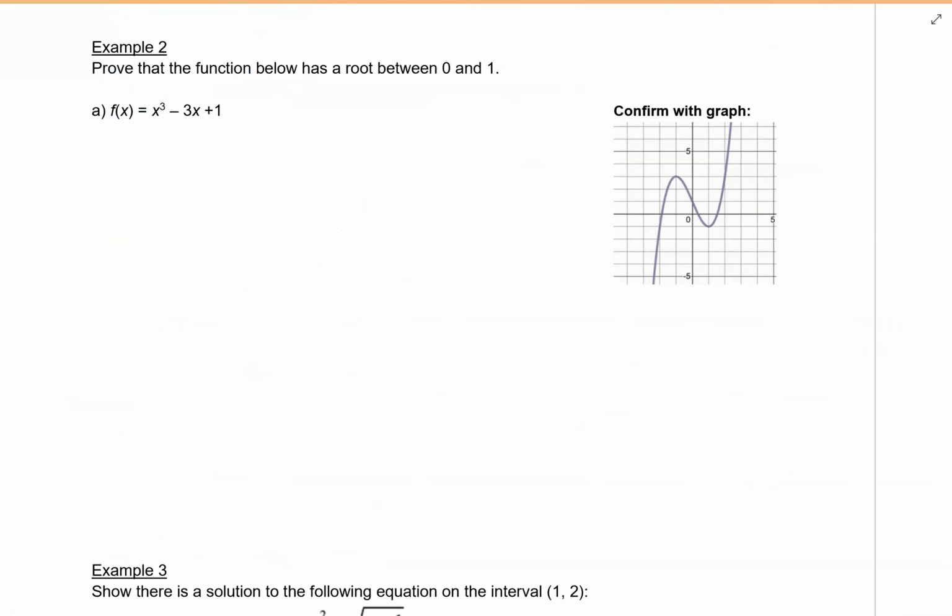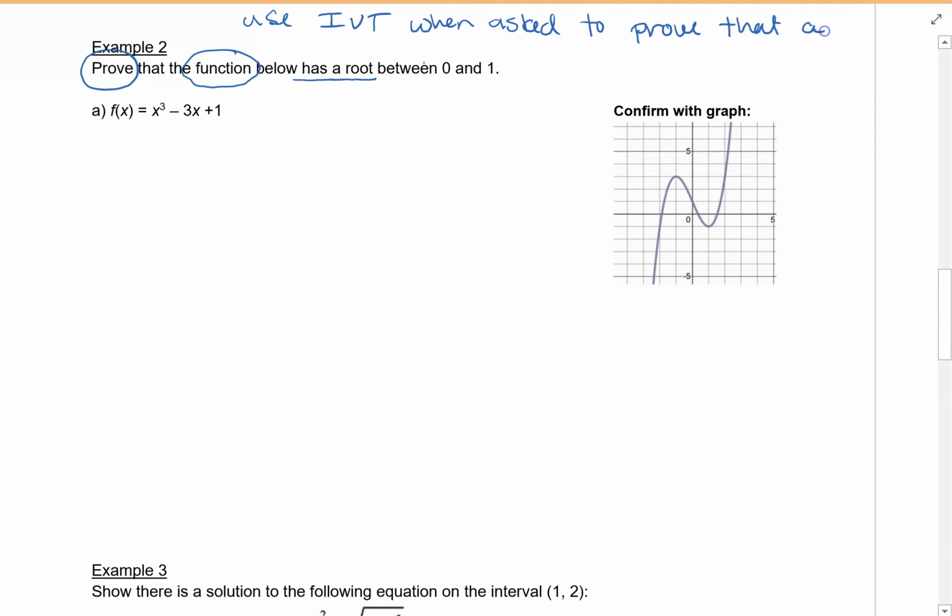What I'm really interested in doing in this video is showing you how to prove something effectively using the intermediate value theorem. Notice here in the instructions, it doesn't indicate at all what theorem you're supposed to use. So how do you know you need to use the intermediate value theorem? It's because we're trying to show that the function has a particular value. So you use IVT whenever you're asked to show or prove that a particular f of x value exists.